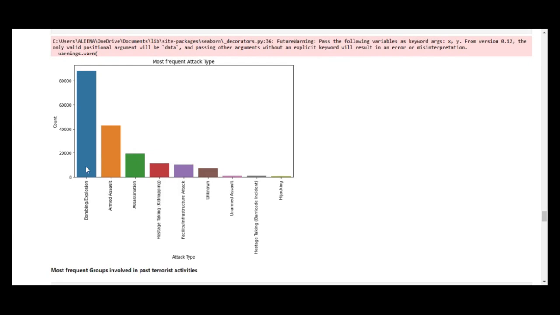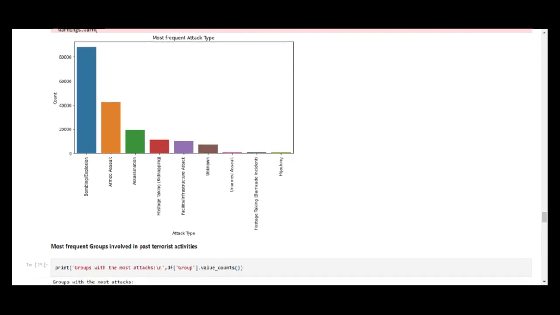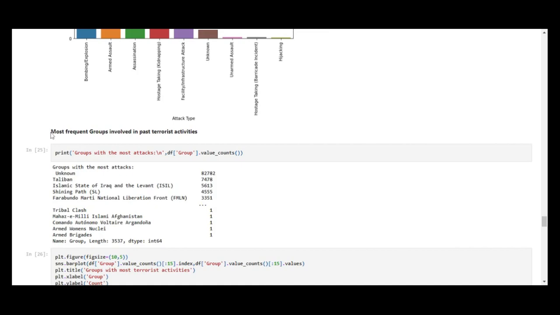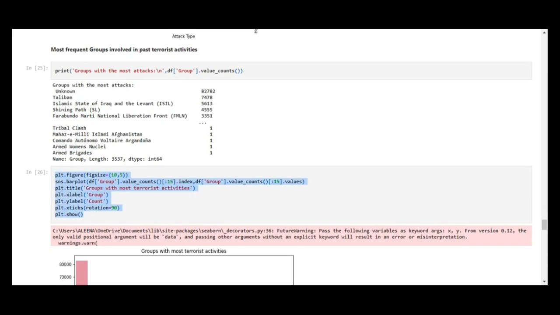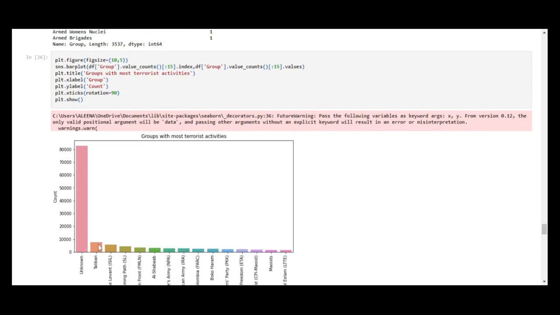So, from this visualization, it is clear that bombing and explosion method was the highly opted one, whereas on the other hand, hijacking was the least opted method. Then, the types of groups who have been involved in the past terrorist activities, their list has been depicted below. Here also the bar plot has been depicted. If we see this visualization, we can understand that Taliban was at the first position since the first group of terrorist people are unknown to us.